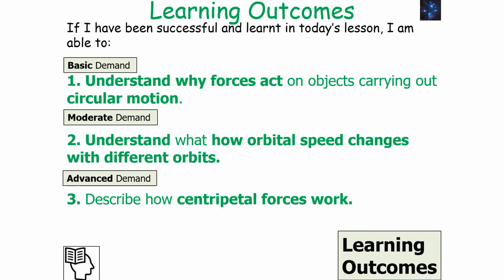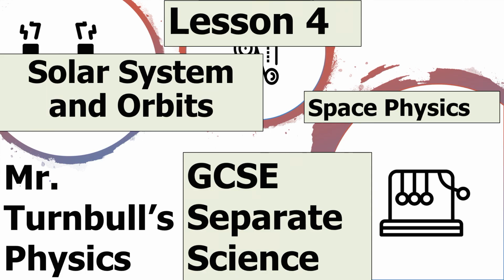So if we've been successful and learnt in today's lesson, we should be able to explain and understand why forces acting on objects carry out circular motion, understand how orbital speeds change with different objects and orbits, and finally describe how centripetal forces work. So hope you've enjoyed today's lesson on the solar system and orbits in the solar system, which is part of GCSE Separate Science Physics in the Space Physics topic.